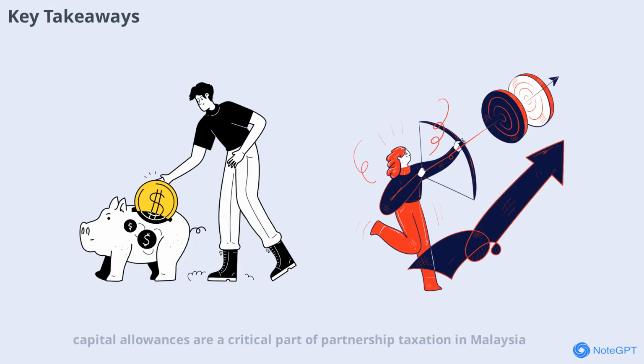Summary: capital allowances are a critical part of partnership taxation in Malaysia. They replace depreciation, are computed at the partnership level, and ensure fair profit allocation. Understanding the rules, following the correct computation steps, and maintaining proper documentation are essential for compliance and effective tax planning. With these insights, partnerships can optimize their tax position and avoid common pitfalls.